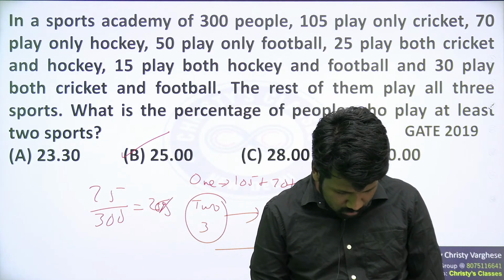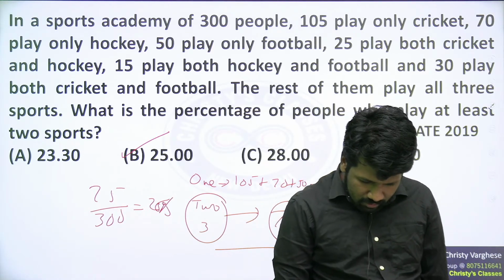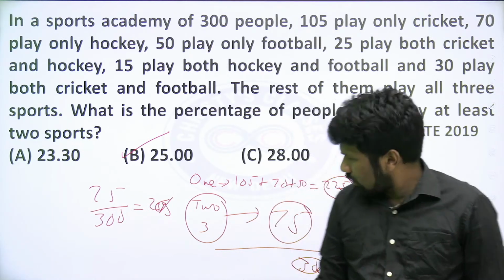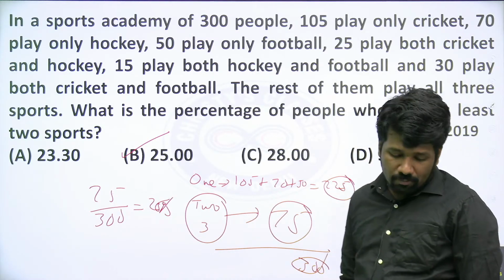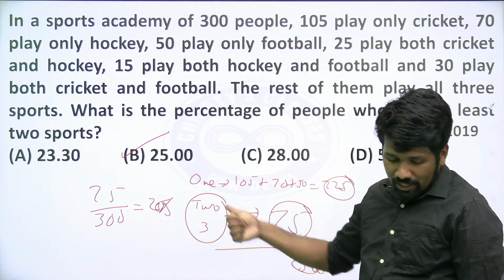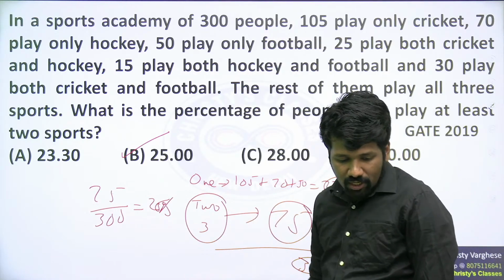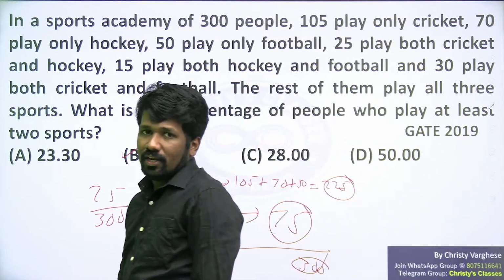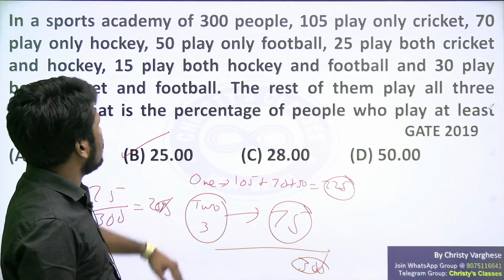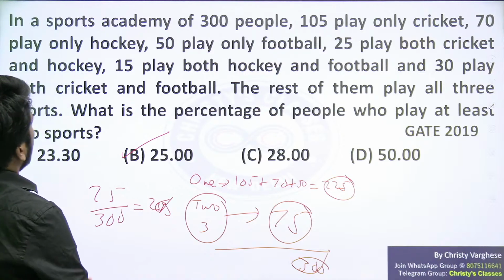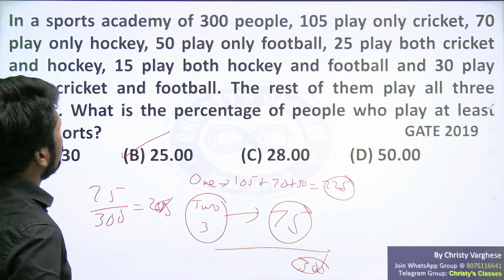Okay, Shweta, Sudha, I didn't understand. Take these two values, not 225. We don't need 225 because we need at least 2 sports playing people. One sport playing is not included in that. Minimum 2 sports playing people only we need. That is, 1 sport playing people we don't need. We need the other 2.